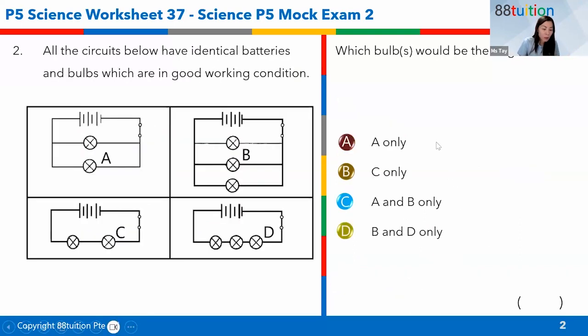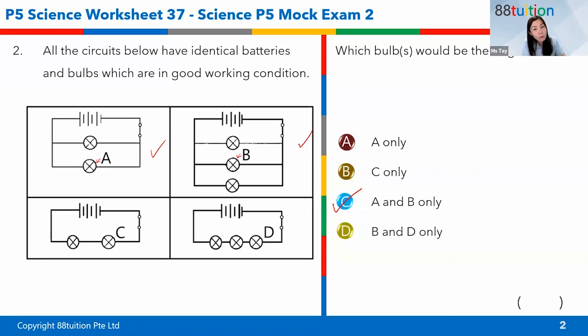Question 2. All these circuits below have identical bulbs and batteries which are in good working condition. Which bulb would be the brightest? Okay, which bulb would be the brightest? What's your answer? You should have C, right? Definitely it is C. So circuit A as well as bulb A, which is bulb A here, and then bulb B, they will be at the same brightness.